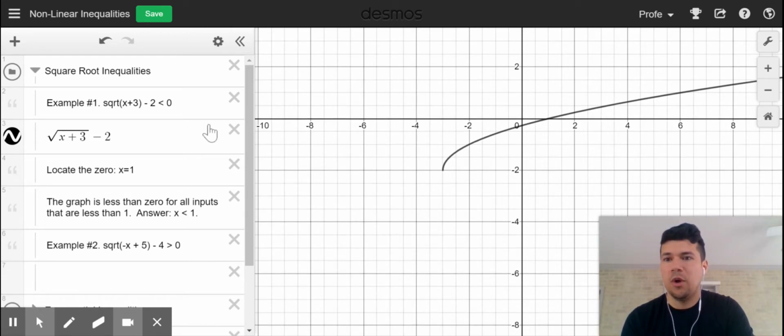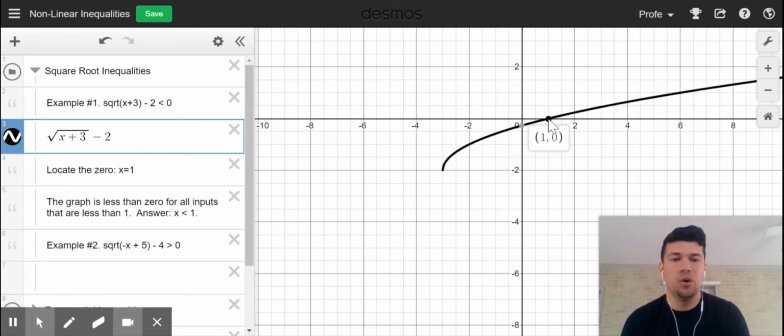And here it is. The question is, when is the function less than 0? In other words, when are the outputs less than 0? Or when are the outputs below the x-axis? That's really all you have to ask yourself, right? As usual, your first step is to locate that 0. So here my 0 is at 1, all right? Therefore, this function is going to be less than 0, or the outputs are going to be less than 0 anywhere before 1, all right? However, this function does stop at -3. So I have right here, the graph is less than 0 for all inputs that are less than 1.